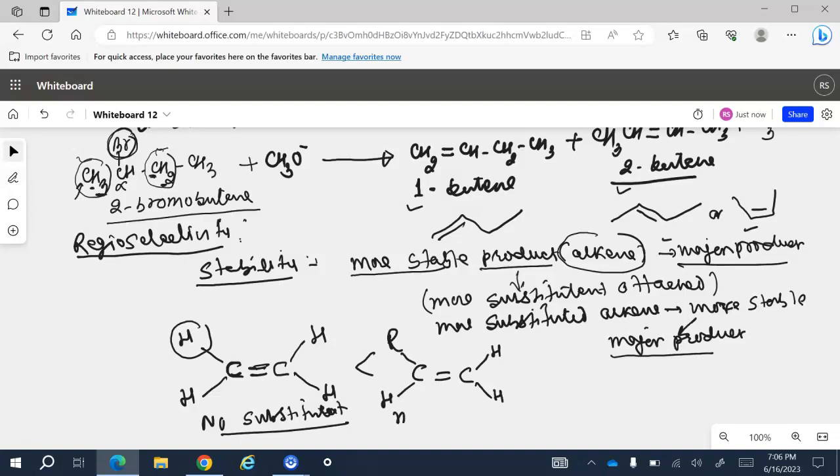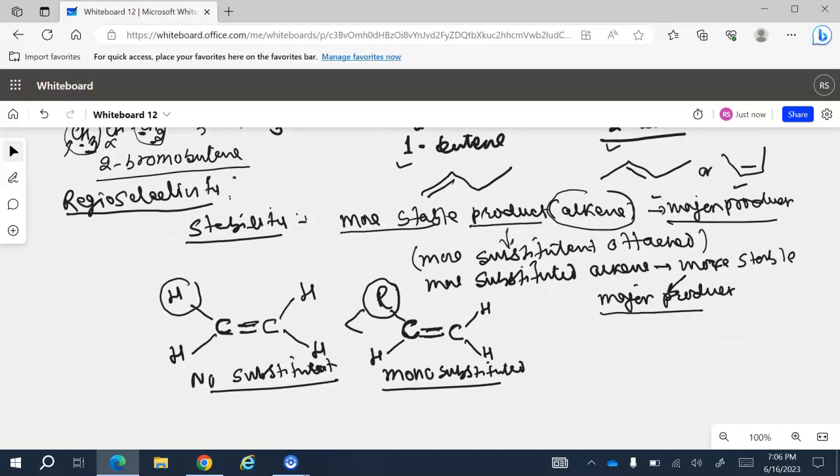So we call that mono-substituted. Mono means only one substituent. So how do we decide that? You just need to look at the carbon across the double bond, and if you have any R group, that will be the substituent. This is the mono-substituted. And if the carbon containing the double bond has two R groups, that will be disubstituted.